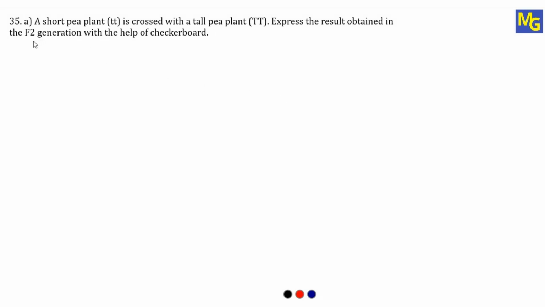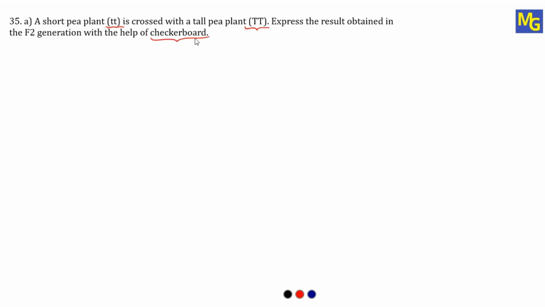Now we will see the next 3 marks question, that is question number 35, which is again divided into sub question A and B. First we'll see A. A short pea plant, that is small t, it is pure, homozygous, is crossed with a tall pea plant, that is capital T, this is also homozygous. Express the result obtained in the F2 generation with the help of a checkerboard.